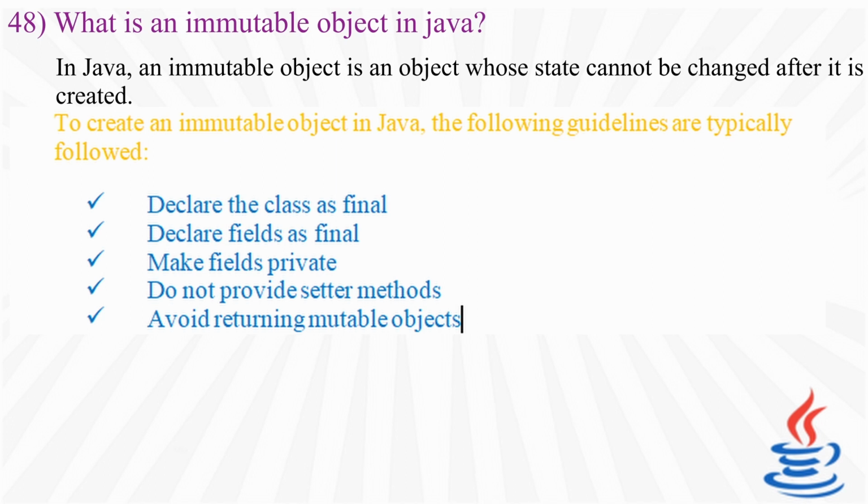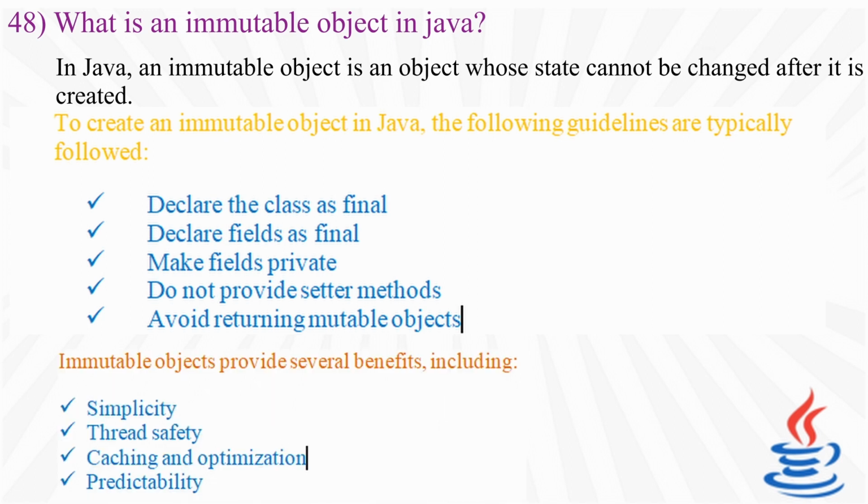And the final point is avoid returning mutable objects. If the immutable object contains references to mutable objects, ensure that these references are not directly exposed or returned from any methods. If necessary, defensive copying can be used to prevent modifications to the internal state. By following these guidelines, you can create immutable objects in Java that are thread safe, predictable, and can be safely shared among multiple threads without the need for explicit synchronization.